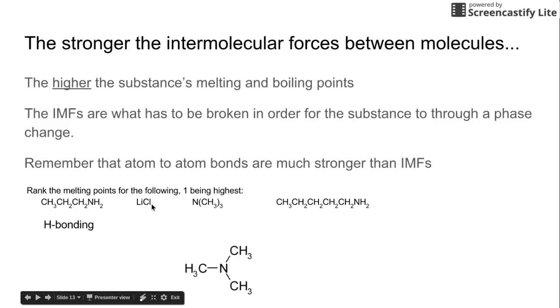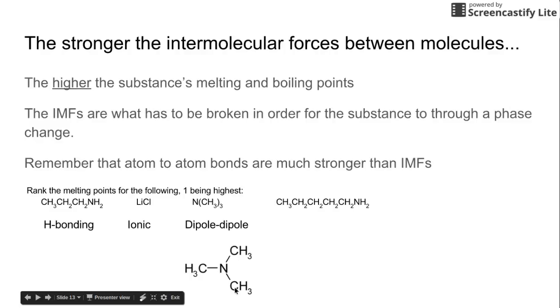If we look at lithium chloride, this is ionic. This is not a molecule at all. It doesn't have intermolecular forces. It has that strong electrostatic attraction between the positive lithium ion and the negative chloride ion existing in that crystal lattice structure. So we have ionic going on here. The next one is going to end up being dipole-dipole.